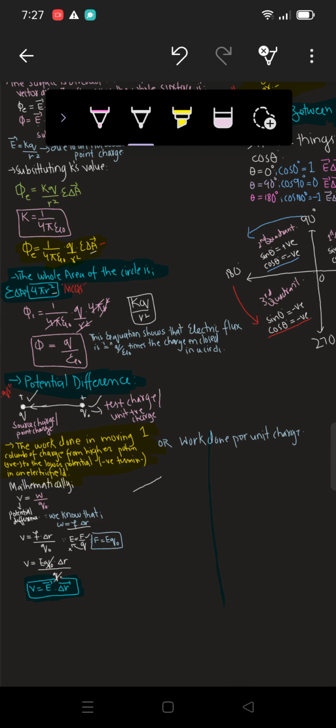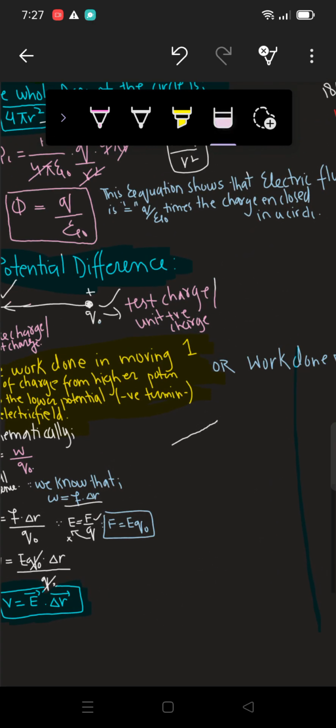Then the work is stored in this Q naught, or in this test charge, or you can say unit positive charge, in the form of electrostatic potential energy. And that was a very important MCQ, right? In today's video we're going to derive the unit for the potential difference. What will be the unit of the potential difference? We're going to see that today.